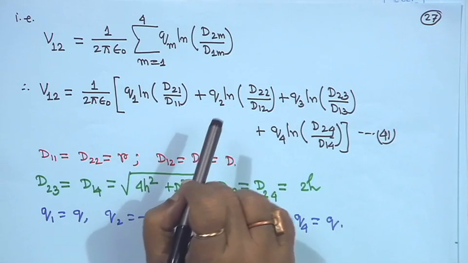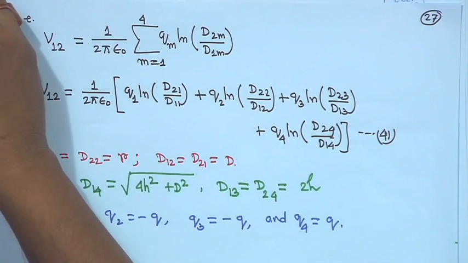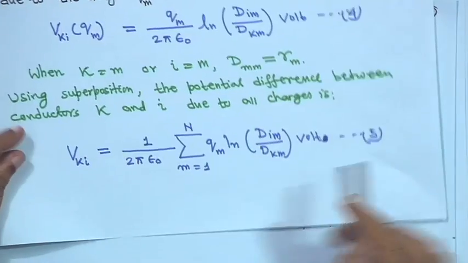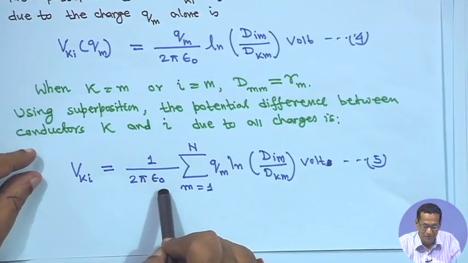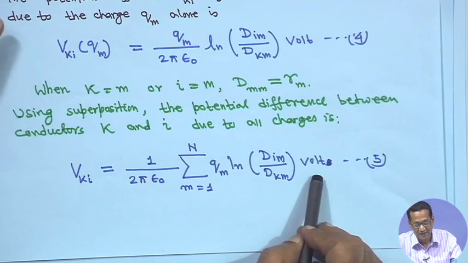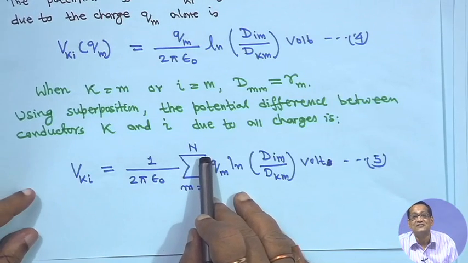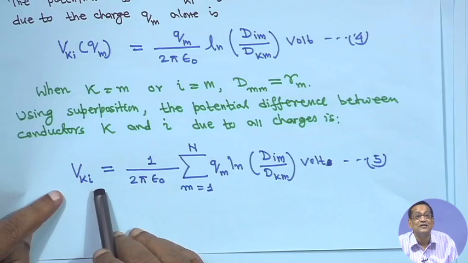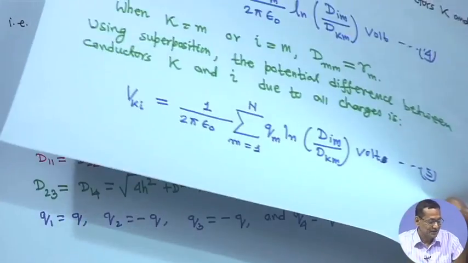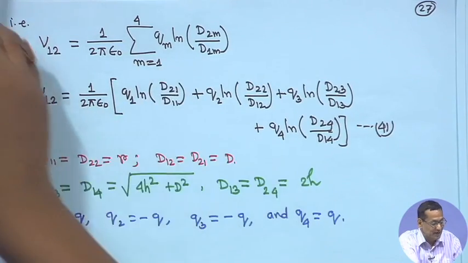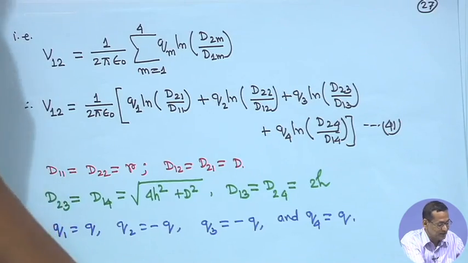If you go back to equation 5, this is actually equation 5. It is the general formula: Vki is equal to 1 upon 2 pi epsilon 0, sum over m equal to 1 to n of qm ln(Dim upon Dkm) volts. Here 4 conductors are there, including 2 image conductors, so n is 4, and you have to find out k equal to 1, i equal to 2, that is V12. So, here it is 1 upon 2 pi epsilon 0, m equal to 1 to 4, with k equal to 1 and i equal to 2.